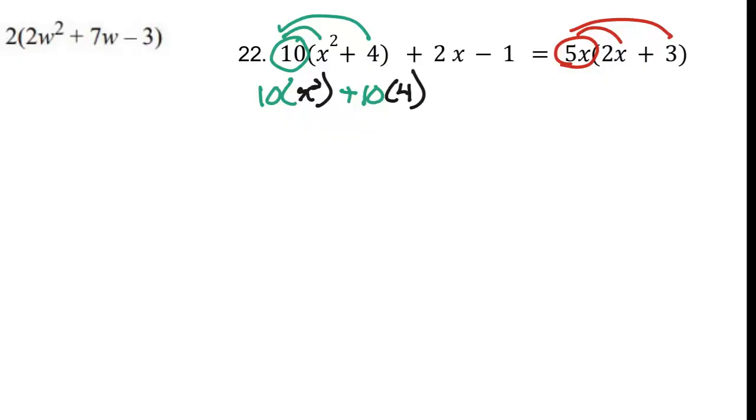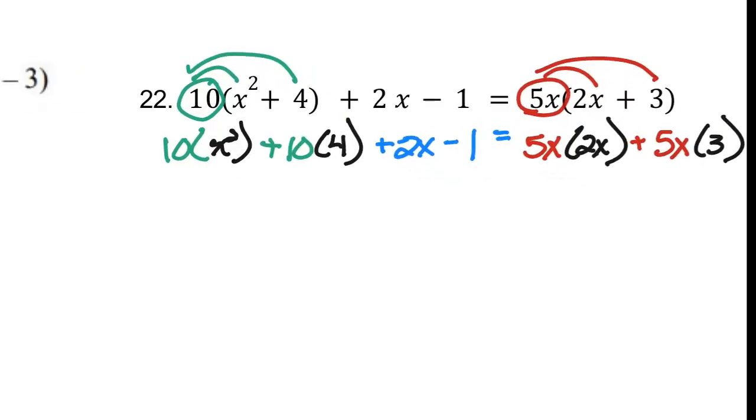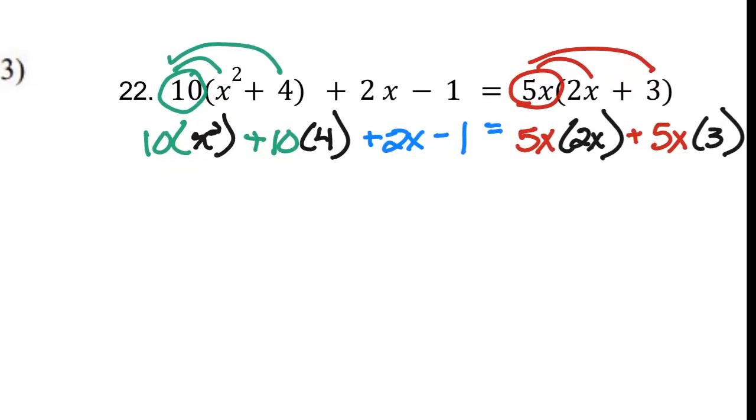Then I have a plus 2x minus 1 equals, and then I distribute the 5x. I have 5x times 2x, and back again I have 5x times 3. Okay? Any questions as to where I got any of those values?